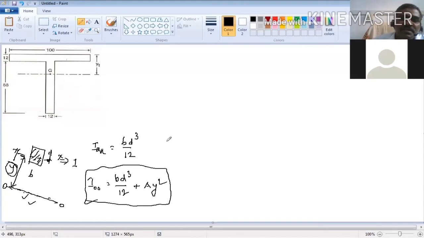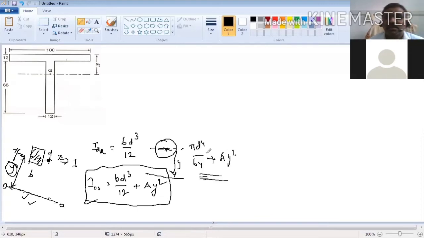If it is a circular cross section, what is the moment of inertia? Pi d power 4 by 12, sorry, 64, about its own neutral axis, that is the center. Suppose you want some other axis; then you take this y value, and add area into y squared. That is the equation. Any axis you can find. If it is about the center, then it is pi d power 4 by 64 or bd cubed by 12. Otherwise, you have to add the area into y squared. This is the way you have to find the moment of inertia.